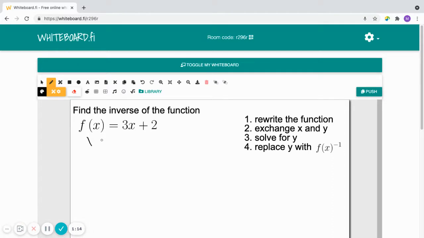Okay, so I think I got this figured out. We're going to replace f of x with y. They both are just outputs. And then the rest of it, like so. So this is step 1. You're just replacing f of x with y, which is rewriting your function.